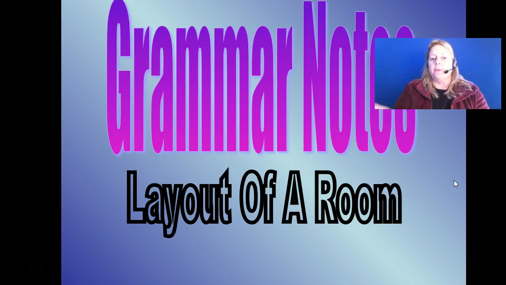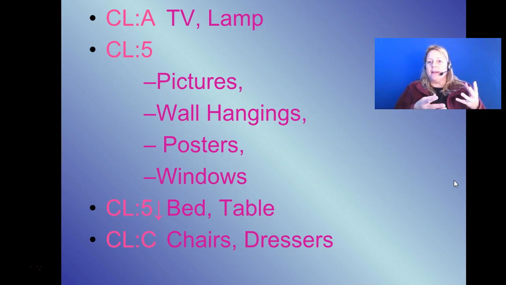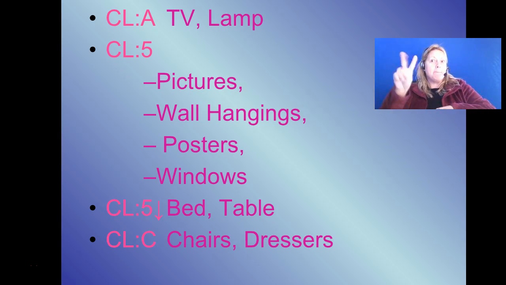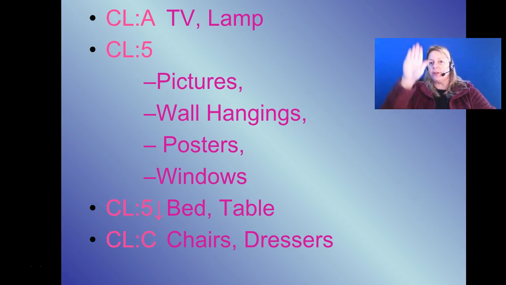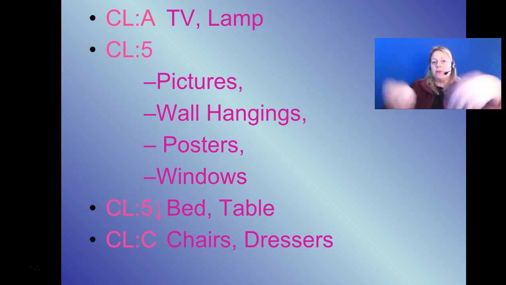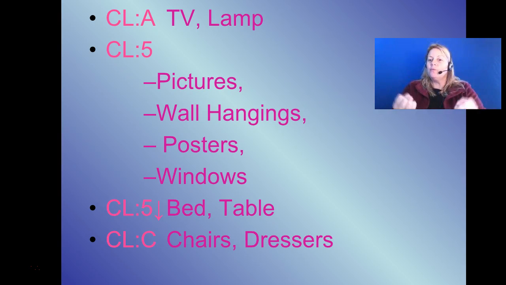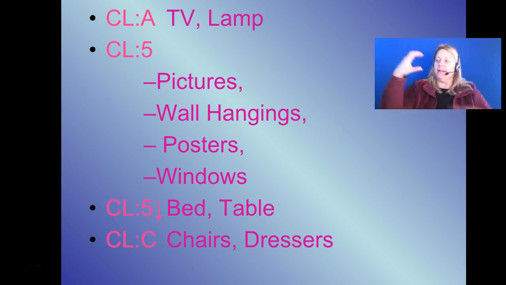Okay, so the layout of a room, we'll talk about classifiers. I show the classifier A, and when we're talking about a TV or lamp and how it's set up, TV set up, and then classifier 5, I can actually show that right here, and then placing a picture, posters, windows, and classifier 5 facing downward. Then we take the classifier C for chairs and dressers and set them up in your room. Classifier C.